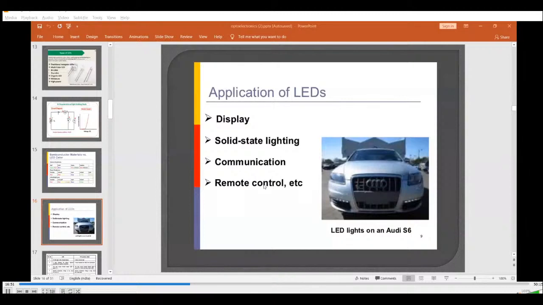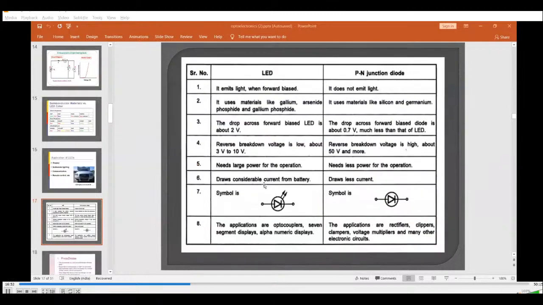These are all applications of LED. Got it? And I have given a tabular column, the differences between LED and PN junction diode also. Sometimes instead of the short answer question, what are radiative and non-radiative recombinations, they may also ask distinguish between LED and PN junction diode. In that case, you should be in a position to write the differences. So I have mentioned some 8 differences between LED and PN junction diode. Just you can go through it.